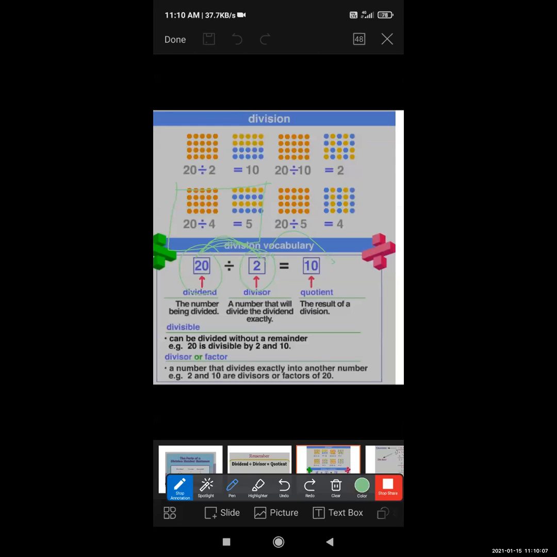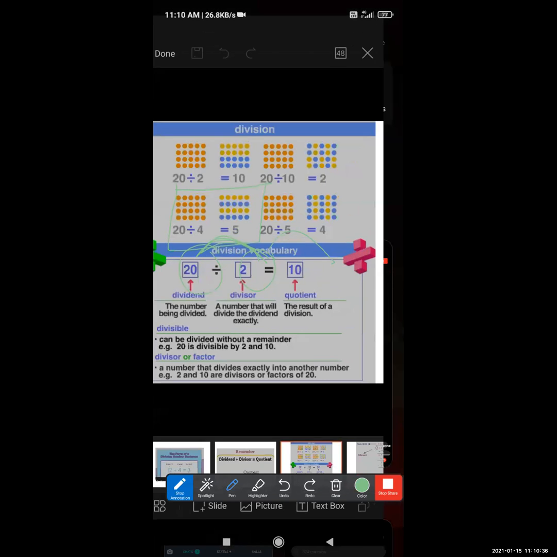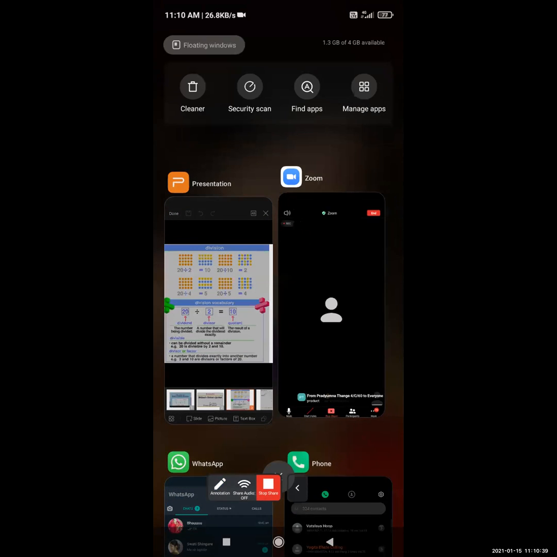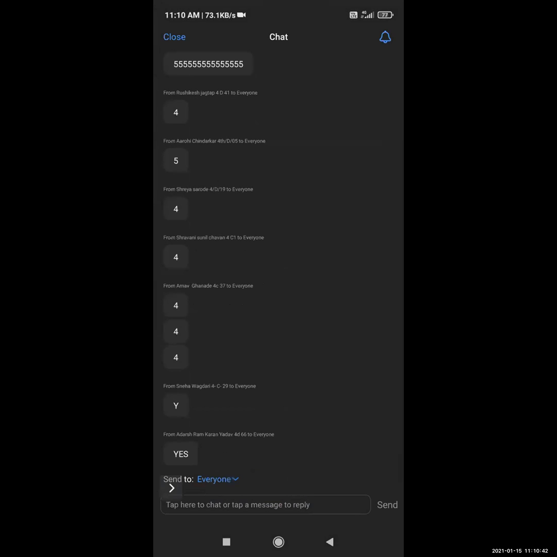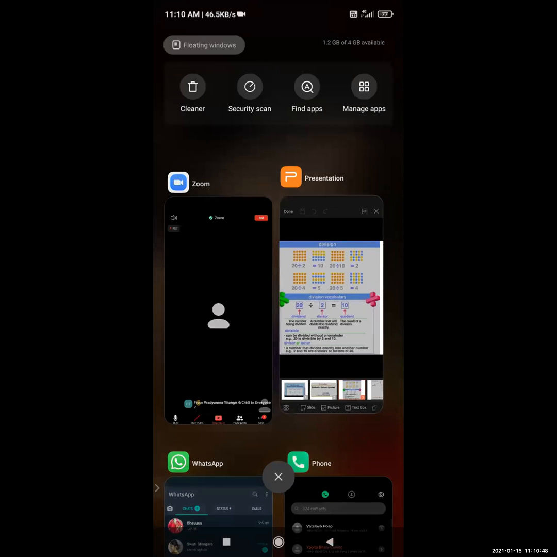Now next, 20 divided by 5. In the table of 5, 20 is on which number? 5 fours are 20. Okay, is everyone clear? If clear, then type capital yes. Then I'm going to share one new page, a new slide.